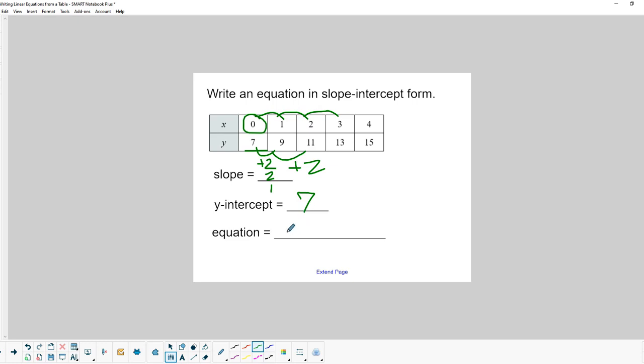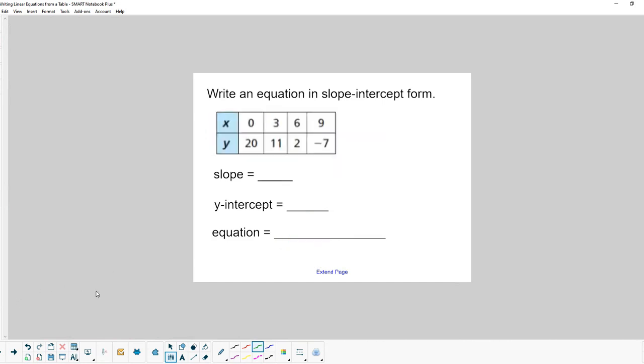So to write our equation, y equals 2 over 1x plus 7. And then you can simplify this if you'd like to do so: 2x plus 7. Quite often when we write it, we do simplify it. But you can't forget that there is a 1 there, because you're going to be learning how to graph these, and you'll need that 1 to do that. Okay, let's try yet another one.